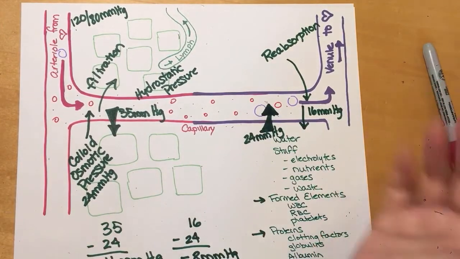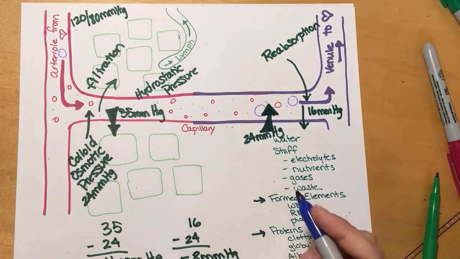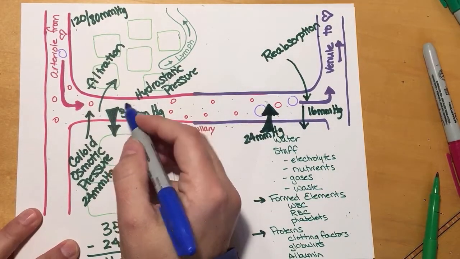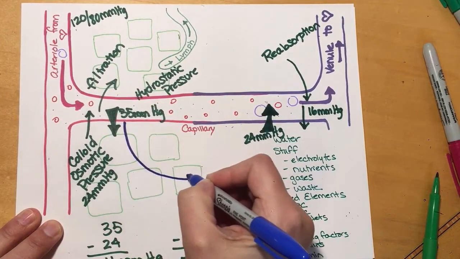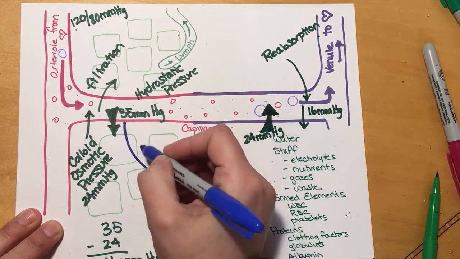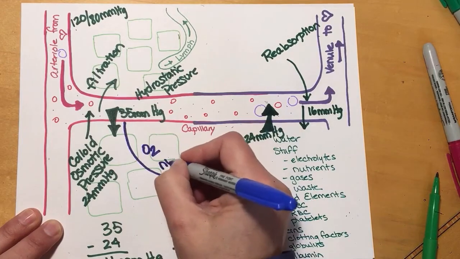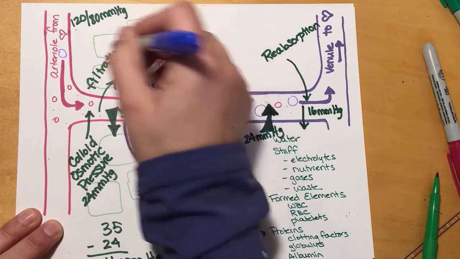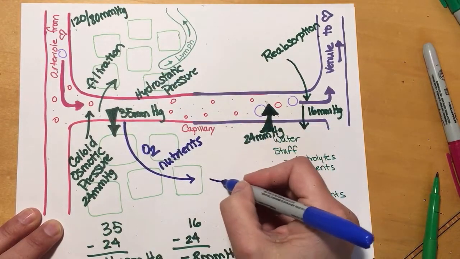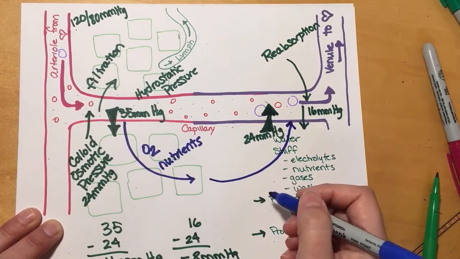So what this actually means for you, I'm going to do it in a different color, and I'm probably going to make people crazy because I'm drawing on top of what I already have. What this means is that on the arterial end, water will move out of the blood into the interstitial space and will bring with it things like oxygen and nutrients, things that these cells that are living around the capillary need. And then on the venous end, we're going to have a net movement back into the capillary bed.